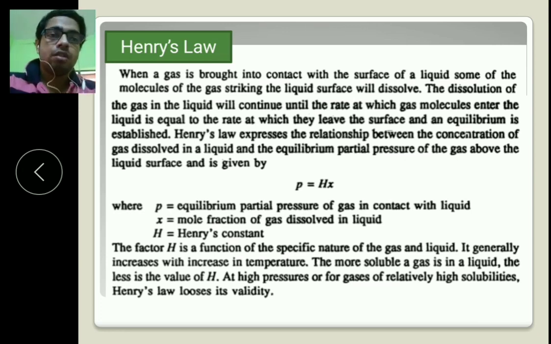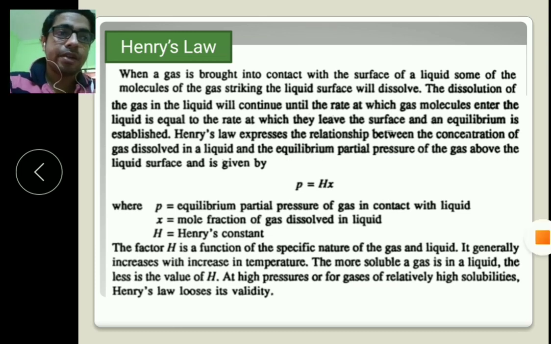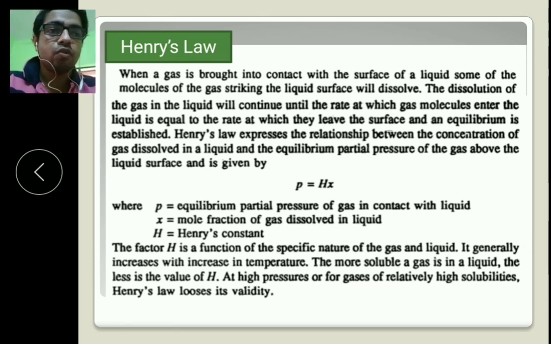So the equilibrium partial pressure of the gas in contact with the liquid is P. X is the mole fraction of the gas dissolved in the liquid. H is Henry's law constant. The factor H is a function of the specific nature of the gas and the liquid. So H depends on the gas and the liquid's nature. It generally increases with increase in temperature. So the value of H is a function of temperature, that thing you have to remember.